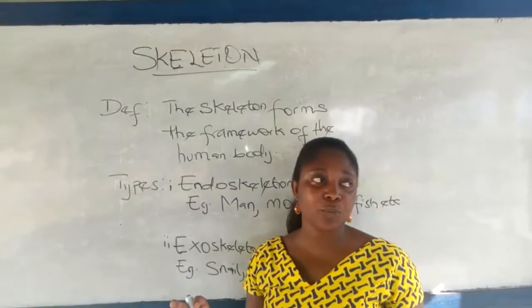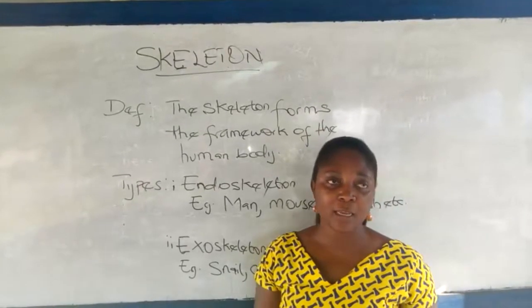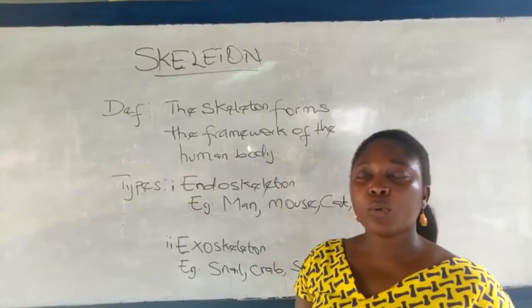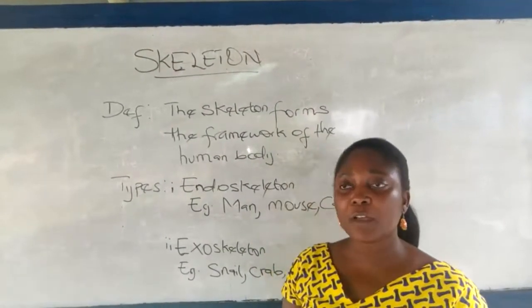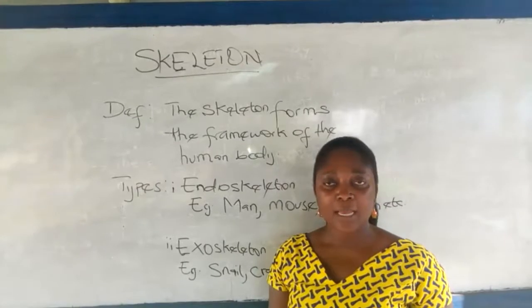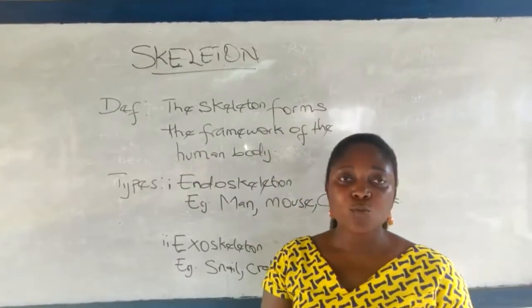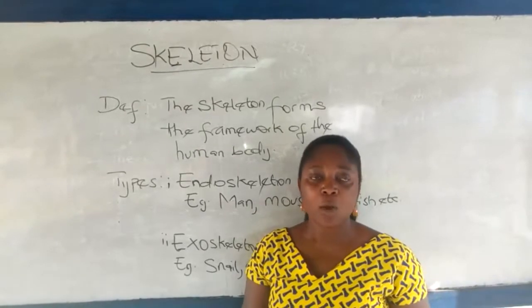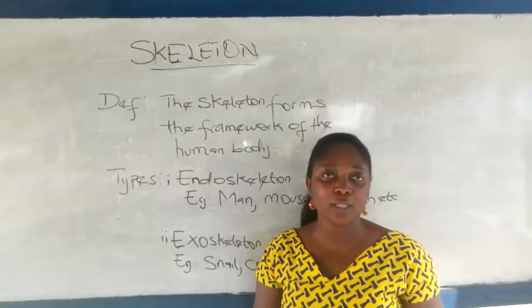Types of skeleton, or what are the types of skeleton that we have? Basically, we have three major types of skeleton, but for our study today, we will be limiting ourselves to talking about only two. We have what we refer to as the endoskeleton. Endoskeletons are the types of skeleton that exist in the organism, or the skeleton that we have inside of the body.